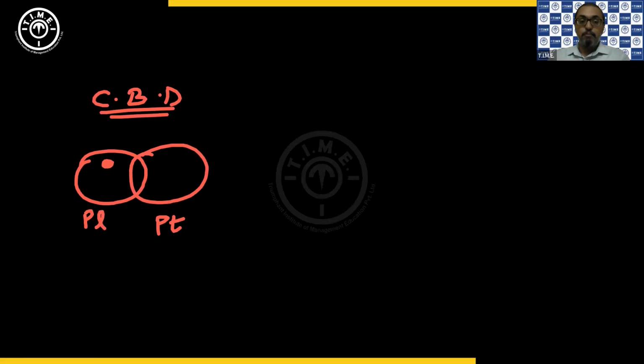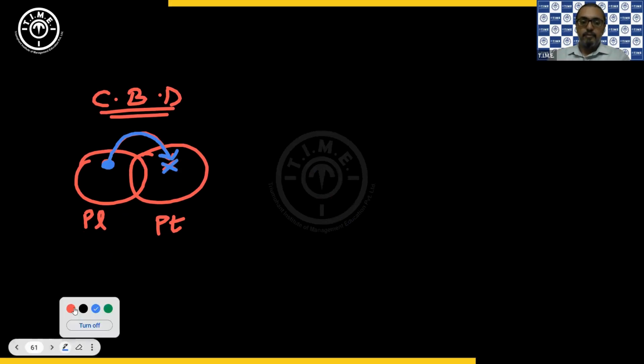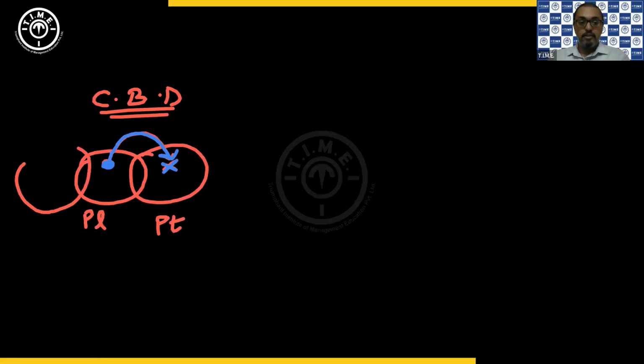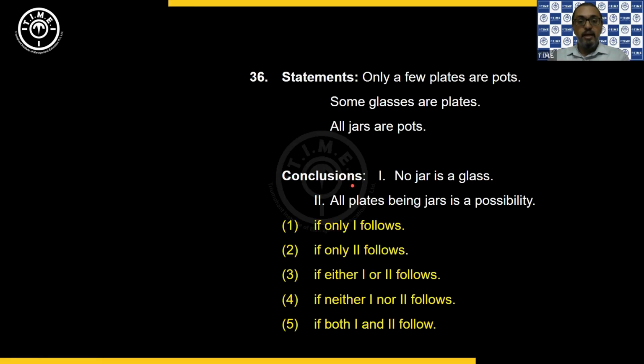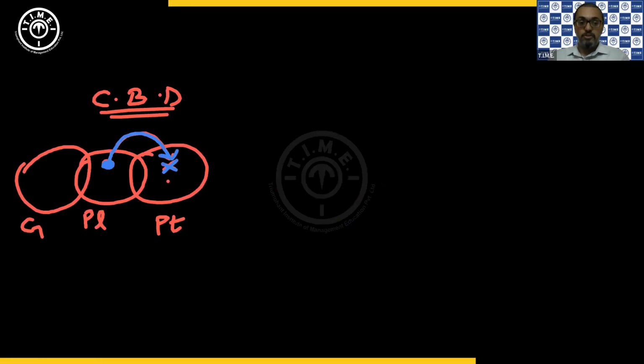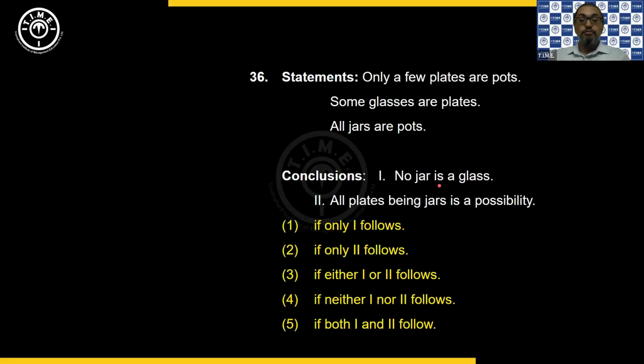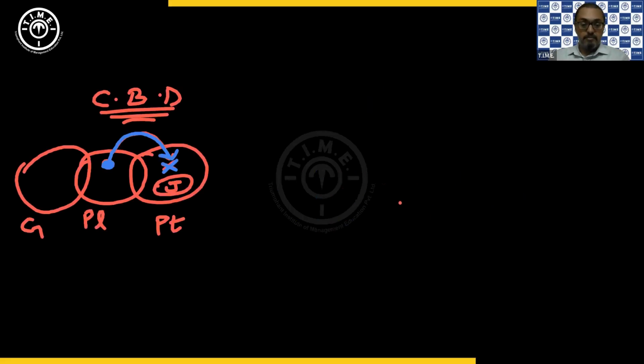That means there should be some plates never inside pots. Okay. Some plates should never be inside pots. Then we have some glasses are plates. Okay. Some glasses are plates. And then all jars are pots. Okay. All the jars are inside pots. So this is our combined basic diagram. Okay. Now conclusions. First one is no jar is a glass.